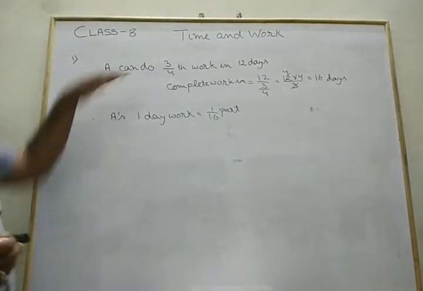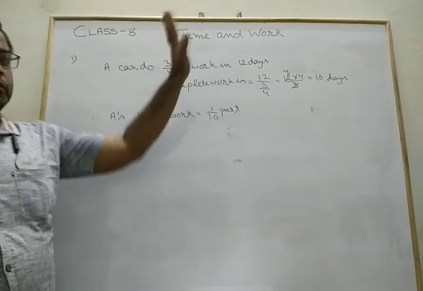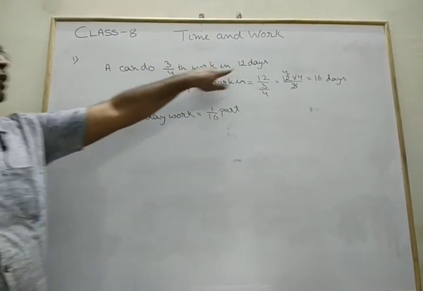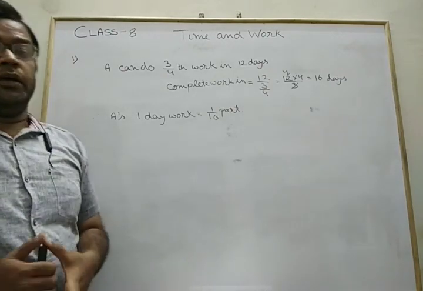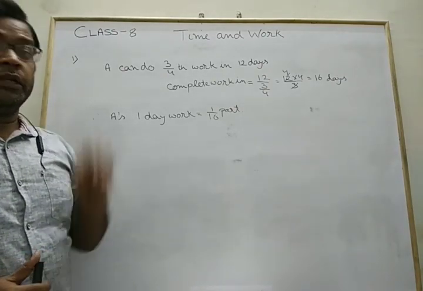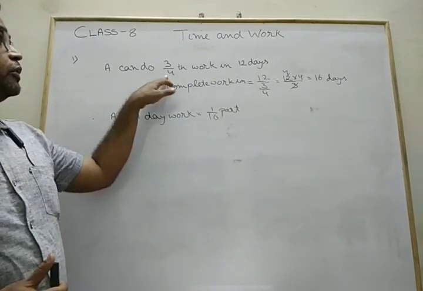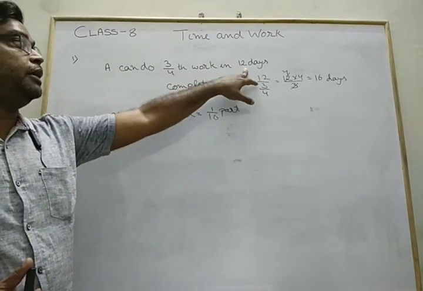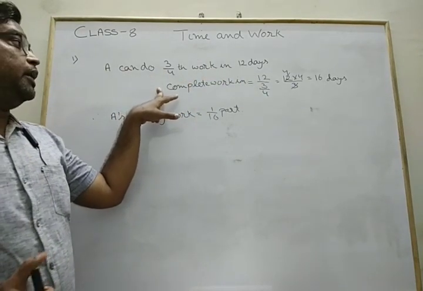So I think first let me discuss again the clear. This is a given part of your book, question 3/4 work in 12 days. So we need to find out in how many days A can complete the work. Only total days, some days are given. So 3/4 of the work is completed in 12 days. So one work, or the complete work, in how many days?